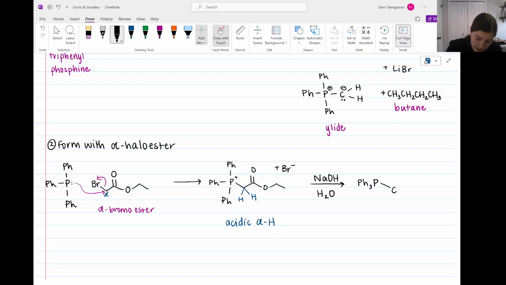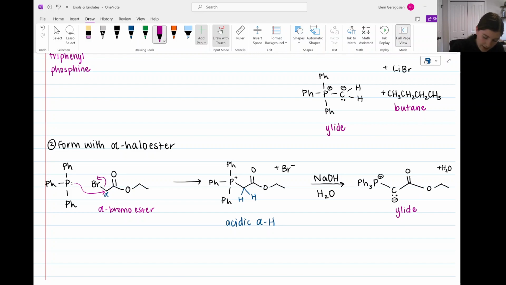Now that carbon here, the alpha carbon, has lost 1 hydrogen, so it has a lone pair and a negative charge. Phosphorus still has a positive charge. And we have the ester group. So here's the ylide. And the only other byproduct here would be water, which is in solution anyway, because we would take an OH minus, and remove an alpha hydrogen.